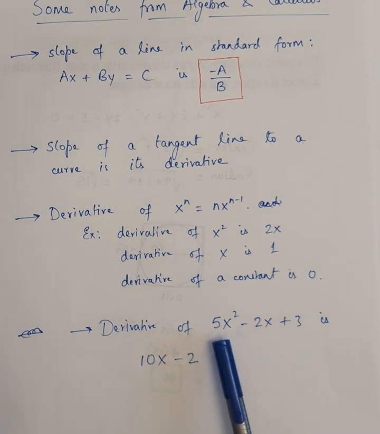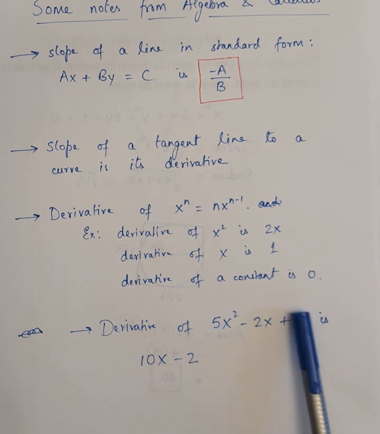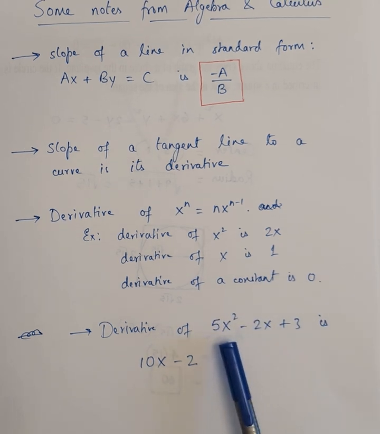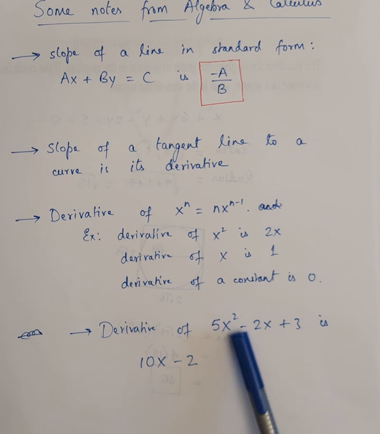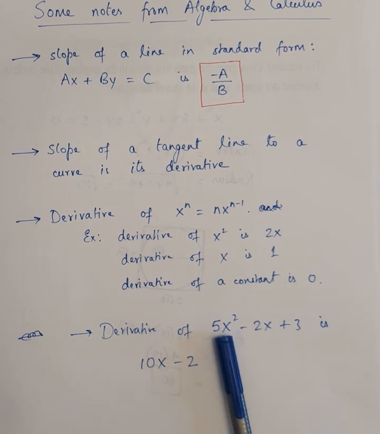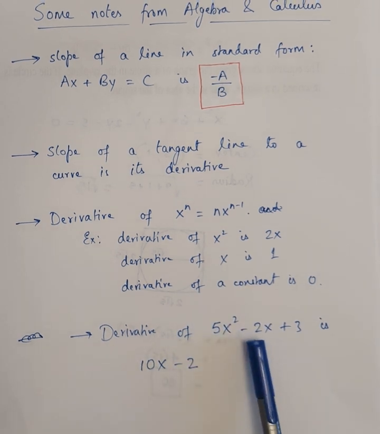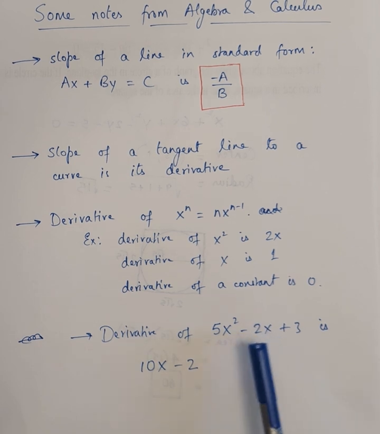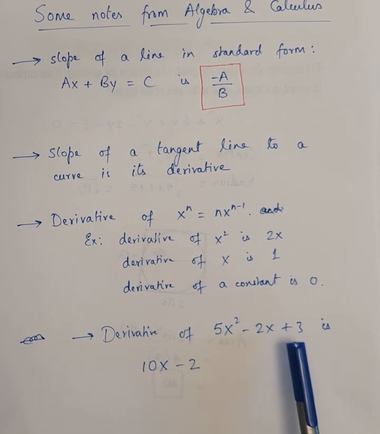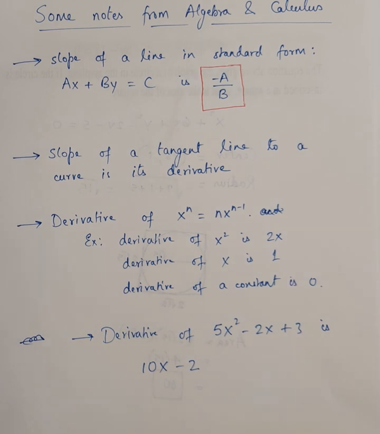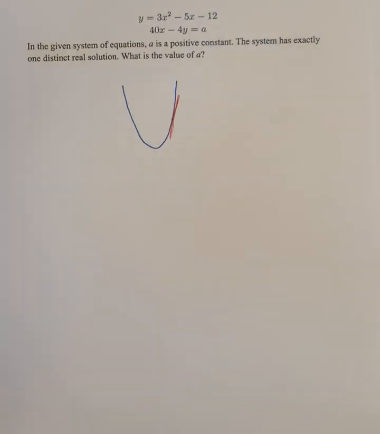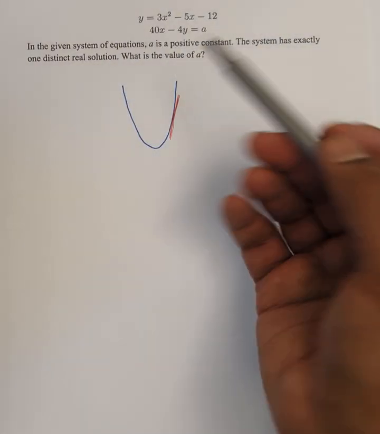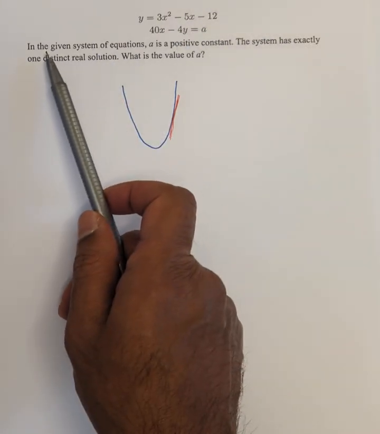with this example. If you want to find the derivative of some quadratic function like this, remember x square's derivative is 2x. So derivative of 5x square will be 10x. And the derivative of negative 2x is going to be negative 2. And the derivative of 3 is just 0 because 3 is a constant.